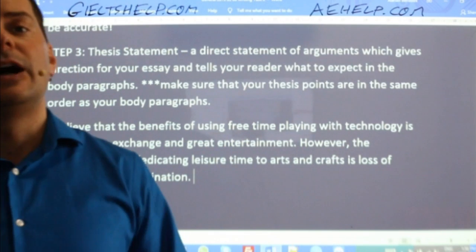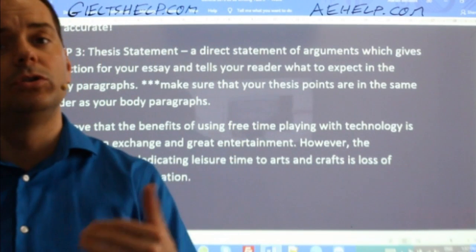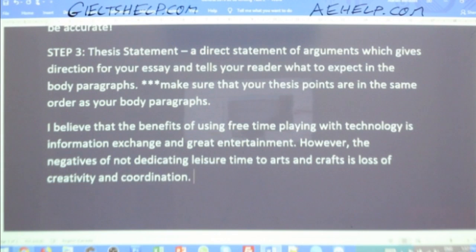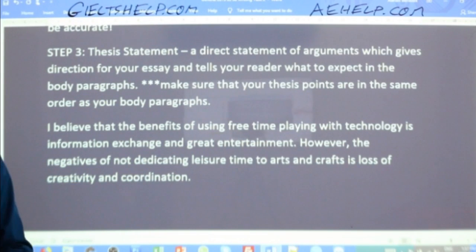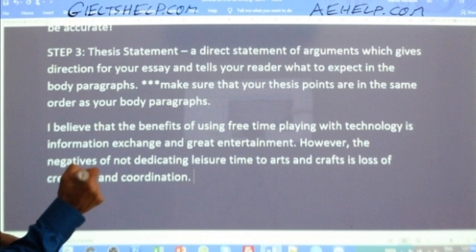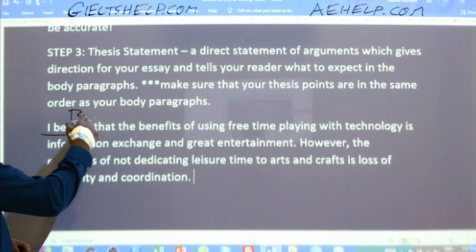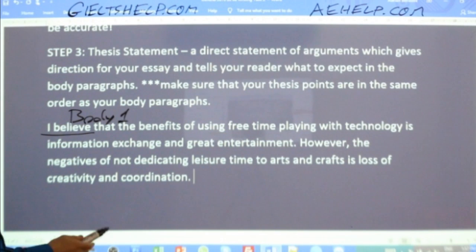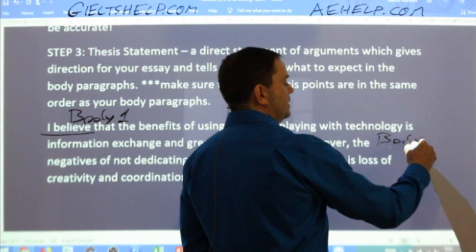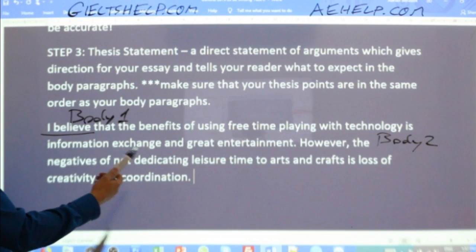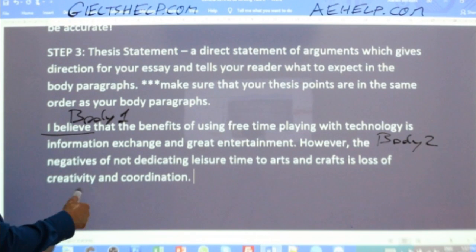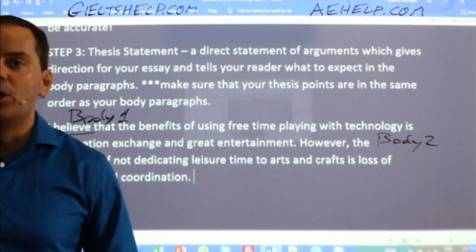So here, students, I purposefully did two sentences just to show you that you can do your thesis as two sentences. Basically, my first sentence is body paragraph 1, and my second sentence is body paragraph 2. Okay, so with this, I'm telling the reader that this will be my body 1. My body paragraph 1 will be about the advantages of playing with technology in our free time. And then my body paragraph 2 will be dedicated to discussing how not using free time for arts and crafts is leading to the loss of creativity and coordination. So those are my two body paragraphs.